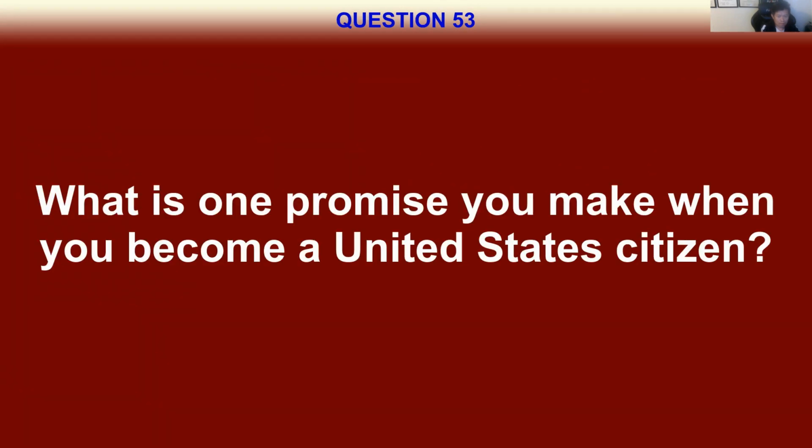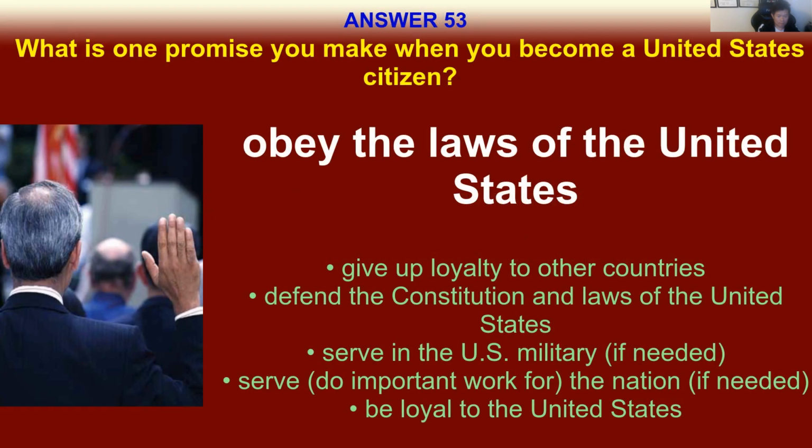What is one promise you make when you become a United States citizen? Obey the laws of the United States.